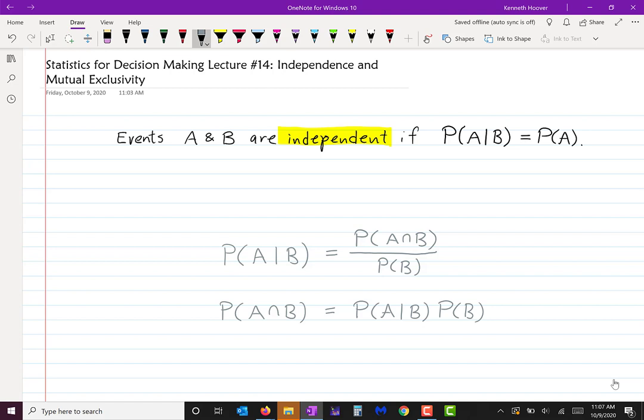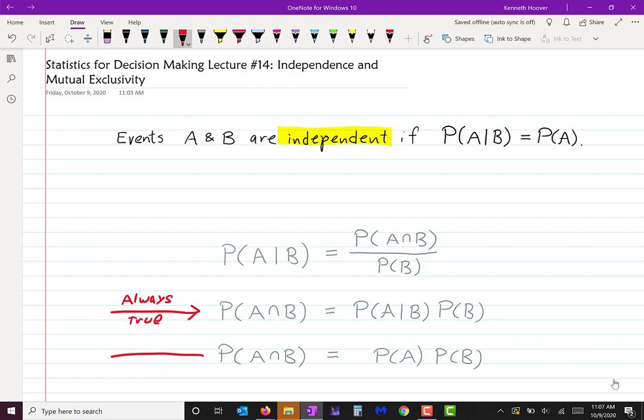So now, if A and B are independent, then this just equals the probability of A. So in that case, you would get the probability of A intersect B would equal the probability of A times the probability of B. Because if A and B are independent, then these two things are the same. So, this is always true. This is true if A and B are independent. Okay?